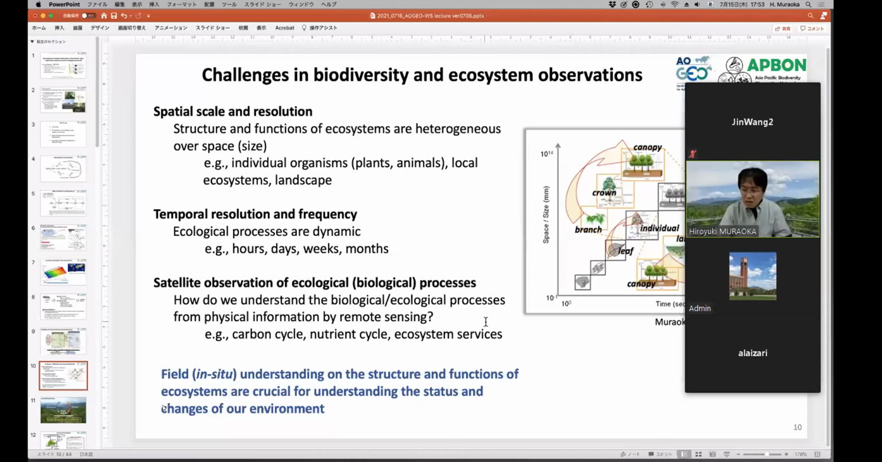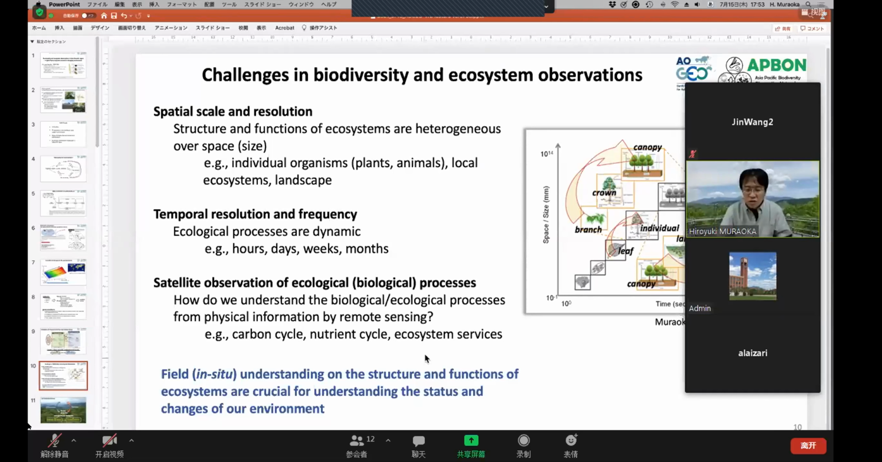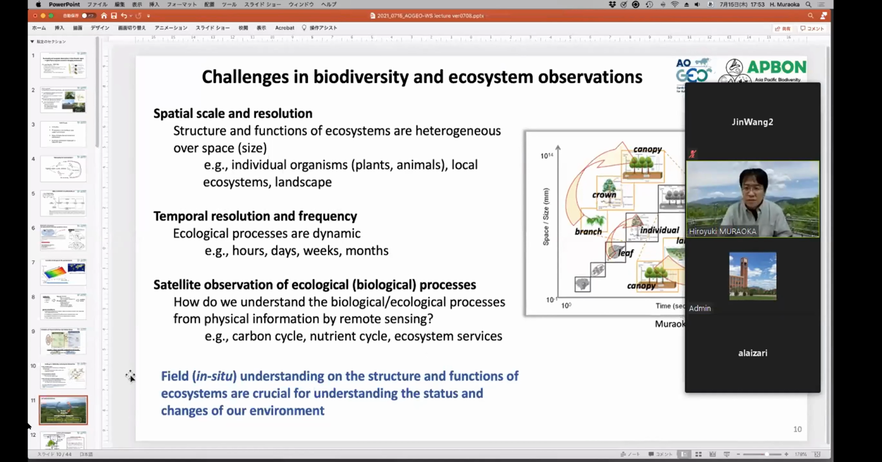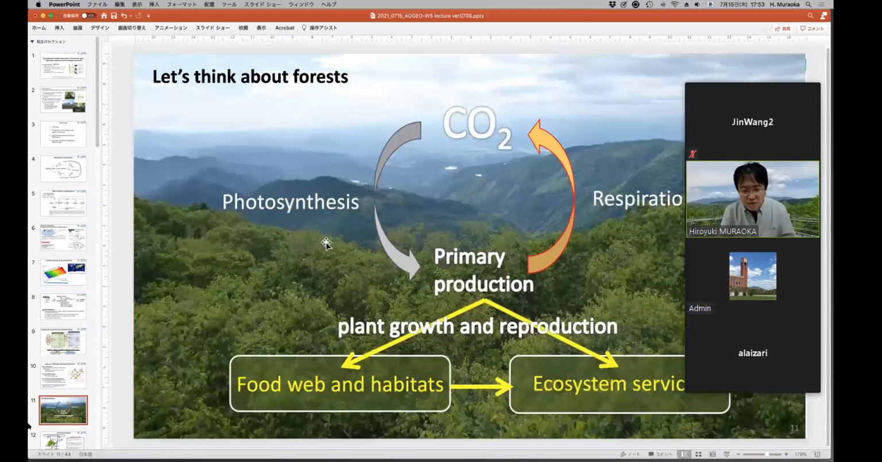But the question is how we can convert this physical information into biological information like photosynthesis or carbon cycling or other types of ecosystem services. So to do that, field measurement, in situ understanding of the structure and function of ecosystems is crucial for understanding the status and changes of our environment. Now we are focusing on CO2 cycling, focusing on photosynthesis and respiration.